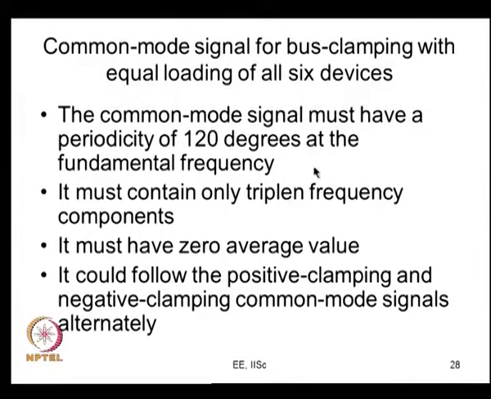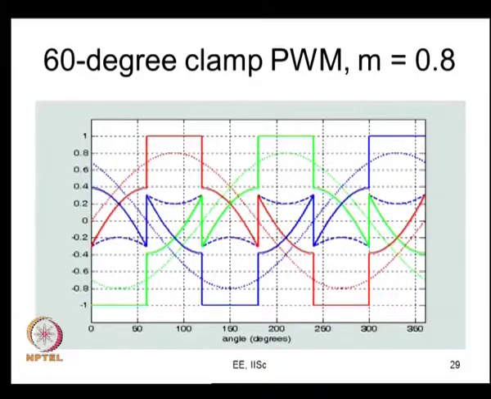So, those are many variations. What we try to do is the common mode signal should have a periodicity of 120 degrees. It must contain only triplen frequency components. So, it will follow the positive common mode for 60 degree and the negative common mode for 60 degree, and it will also have a 0 average value. This is what we would do to come up with most of the popular bus clamping PWM methods. This is one popular bus clamping PWM method which is called 60 degree clamp.